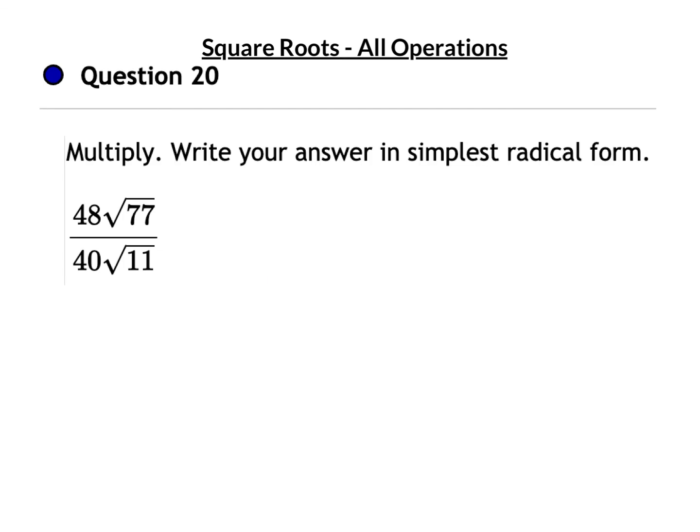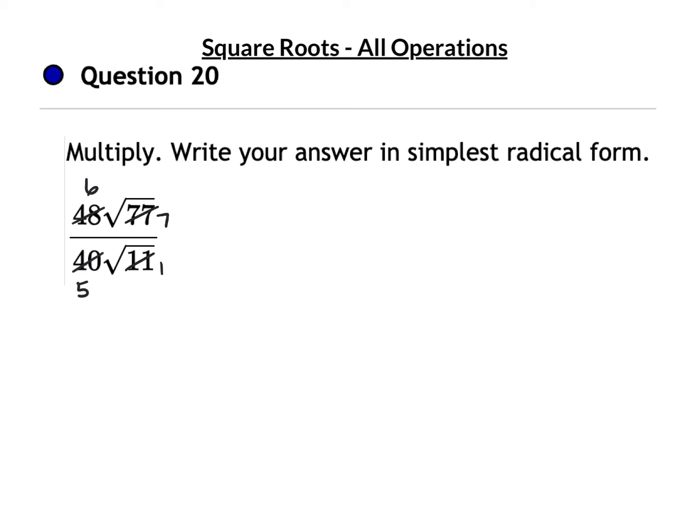Question 20. We need to simplify this fraction. 48 and 40 are both divisible by 8. If I divide 48 by 8, I get 6. Dividing 40 by 8, I get 5. Root 11 and root 77 are both divisible by root 11. I can divide them both by 11, and I get 7 and 1.